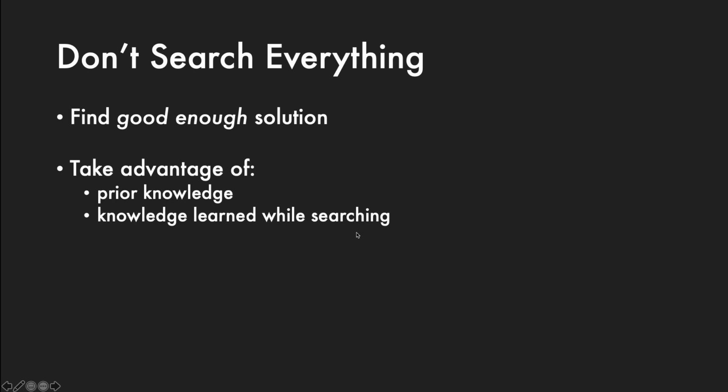Instead, you want your algorithm to find a good enough solution. So we're going to settle for not a perfect solution. And we need to take advantage of our knowledge going into this, while we're programming this. And the machine itself needs to use what it has learned while searching.